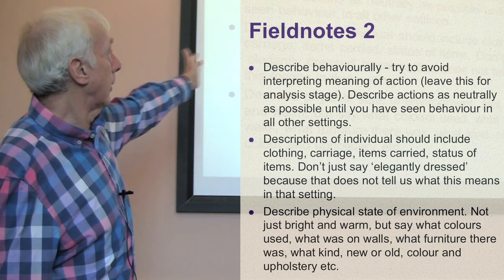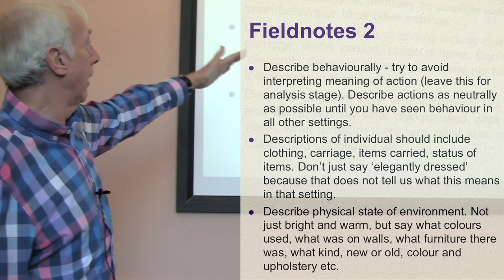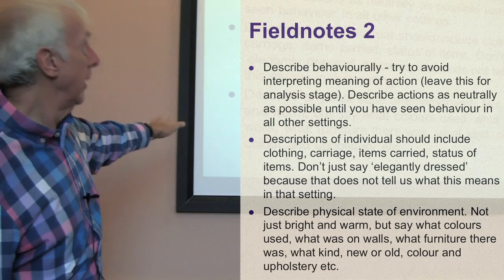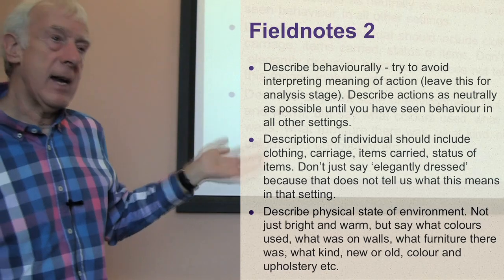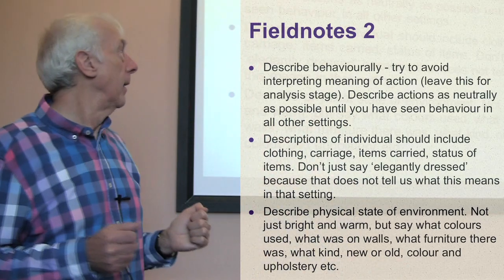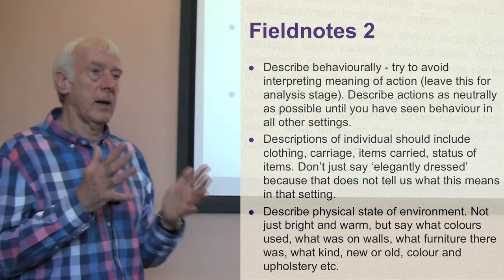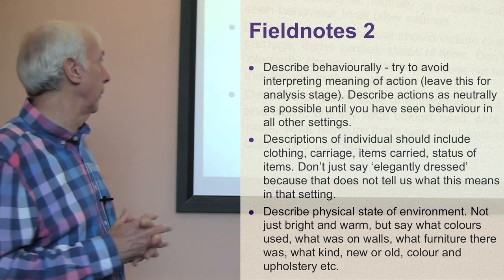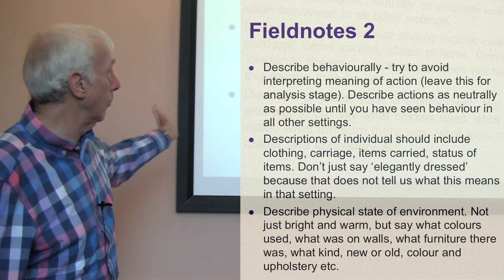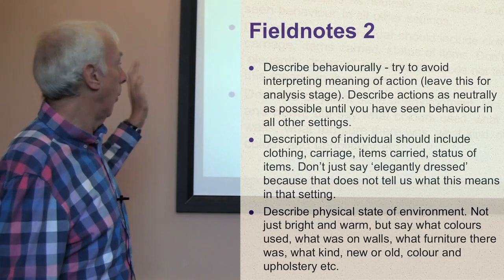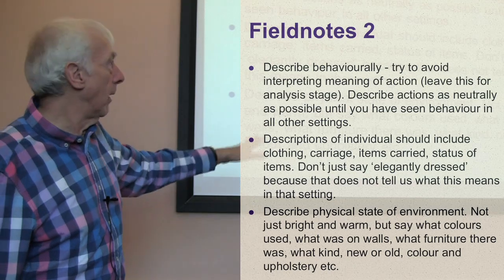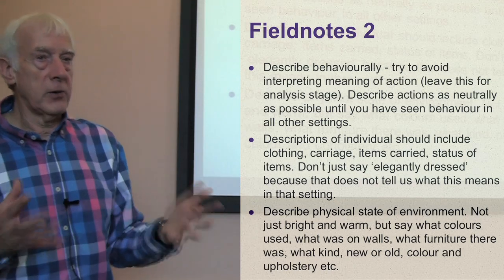I've said this already, descriptions should include clothing, carriage, items carried, status of items. Don't just say elegantly dressed, but say actually what it was that made them elegant about their dress. The dress was a certain kind, and they were these particular clothes, this colour, this fabric, and so on and so forth. Physical state of the environment, not just bright and warm, but what colours, what was on the walls, what furniture was, and so on. Now, bearing these things in mind, all these things you can start to do when you watch the videotape.